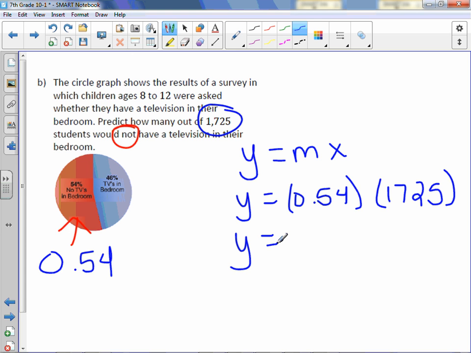Multiply those together, and we get 931.5. Again, we're talking about people, so we need a whole number. 932 children, or students, whichever.